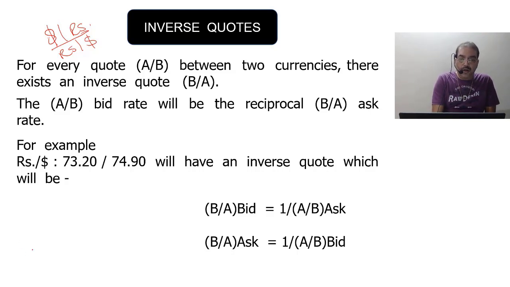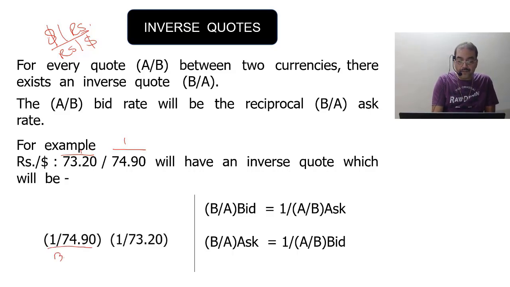Bid rate of dollar to rupees will be the reciprocal of this, 1 upon 74.9. That will be the bid rate. And what will be the ask rate? 1 upon 73.20. This is the first rate, now this is the bid rate. What I have done is take the reciprocal of the ask rate of the original. Whatever is the original ask, the reciprocal of that is the bid rate here. What is the ask rate here? The ask rate here is the reciprocal of the bid rate of the original, 1 upon 73.20.